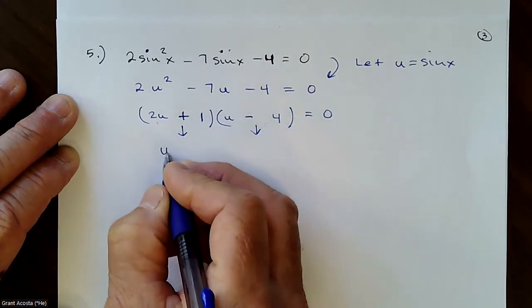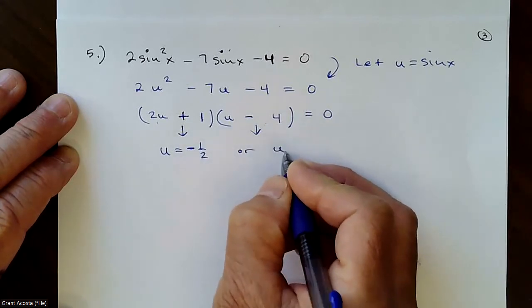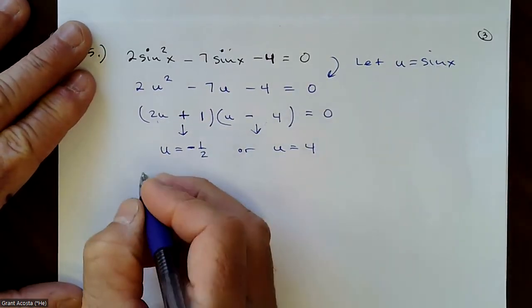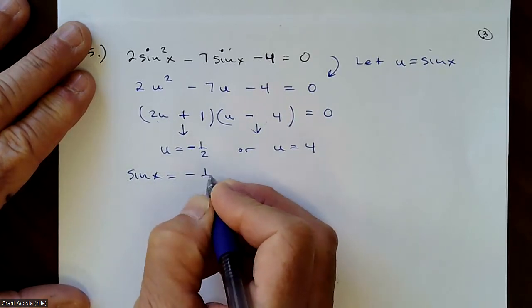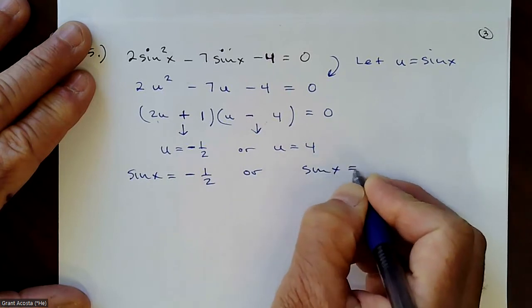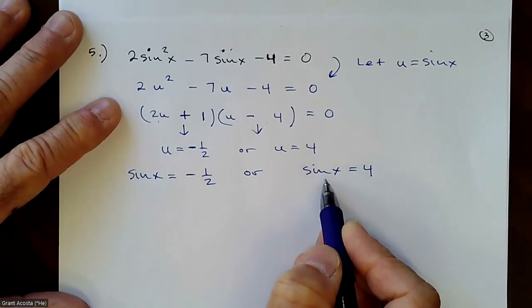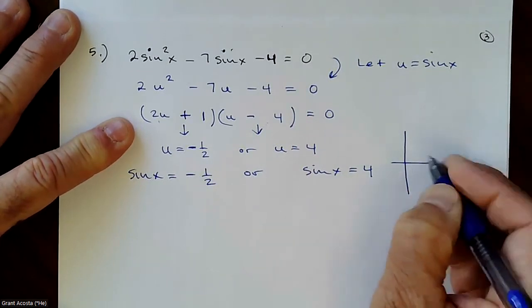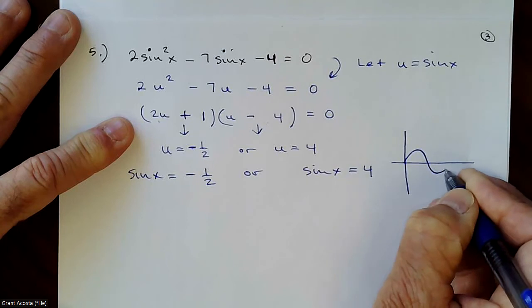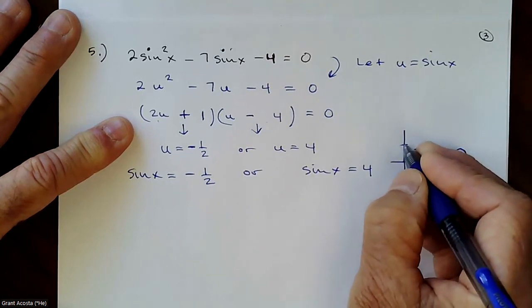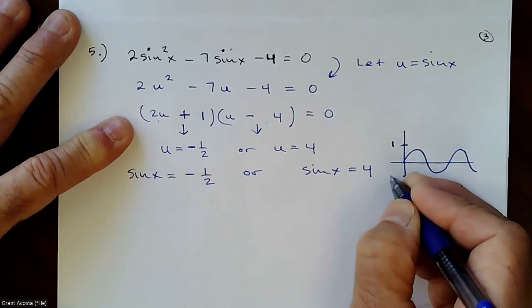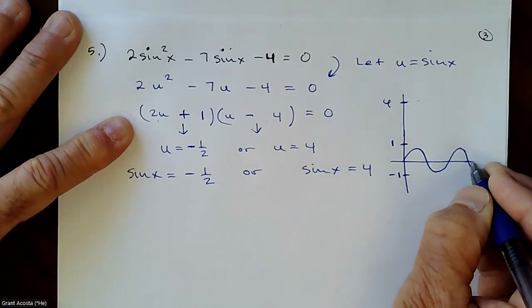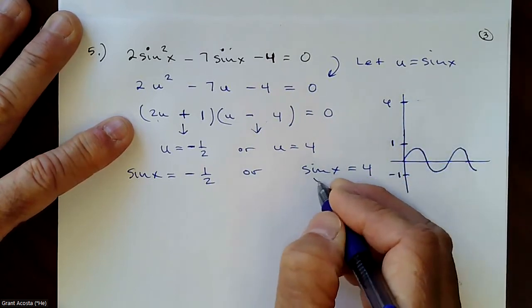If I set each of these equal to 0, this will give me u equals -1/2 or u equals 4. But now what I should do is change it back to sine of x. So I have sine of x equals -1/2 or sine of x equals 4. Let's talk about this one first. Sine of x equals 4 might sound puzzling, and it should, because if you think about the graph of sine, which we graphed before, we know it goes forever in this direction, but more importantly, the maximum it ever reaches is 1, the minimum it ever reaches is -1. So asking where sine of x is equal to 4, there's no place where the sine graph will ever intersect 4. This is impossible. There's no solution to that.